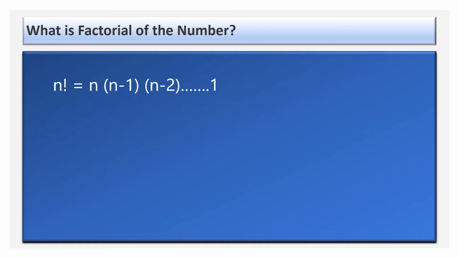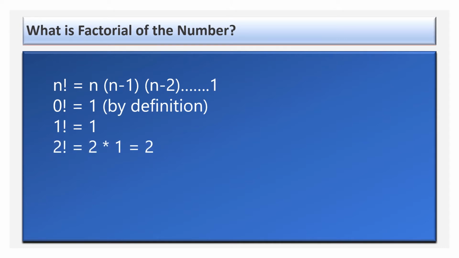So what is the factorial of 0? It is 1. It is by definition actually. The factorial of 1 is 1. Then for 2, it is 2 into 1, which is equal to 2. For 3, it is 3 into 2 into 1, which is equal to 6.